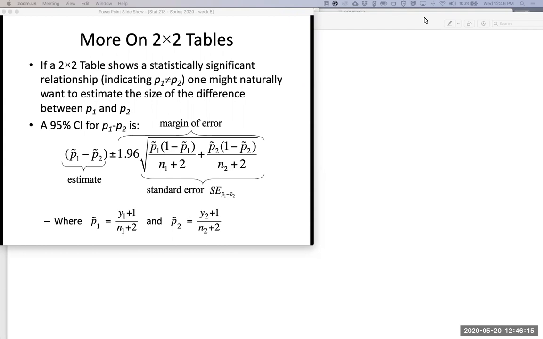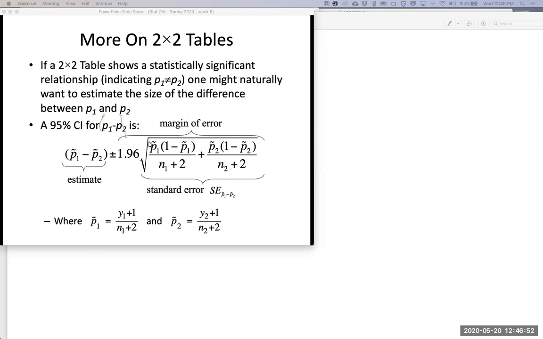Okay, so if you've got a 2 by 2 relationship and you see there's a difference between the two groups, you want to know what is that difference. If you want to express that difference as a literal difference, what is the difference of those two rates, what is P1 minus P2? P1 minus P2 is not always the most straightforward way of expressing things, but a confidence interval for P1 minus P2, a 95% confidence interval, would look sort of like our earlier P tilde approach.